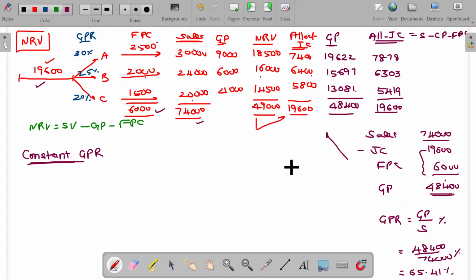If you follow the constant GP that you calculated this way, sales minus total joint cost minus total further process cost, you get the total GP. Then the average GPR for all the three products is identified. Using that, if you calculate NRV, that NRV itself is allocated joint cost.